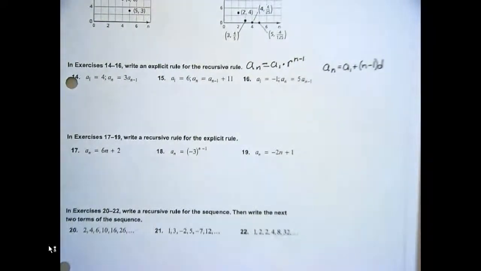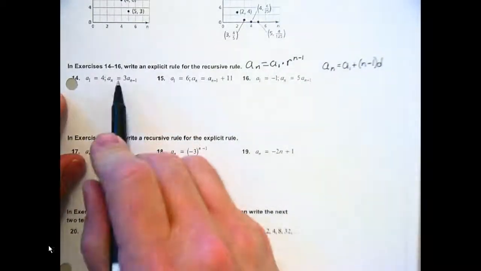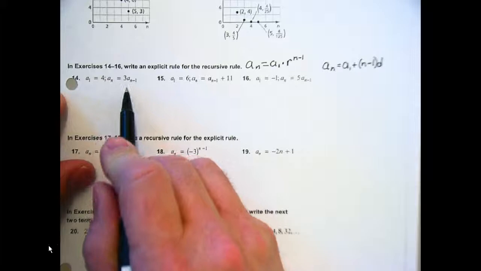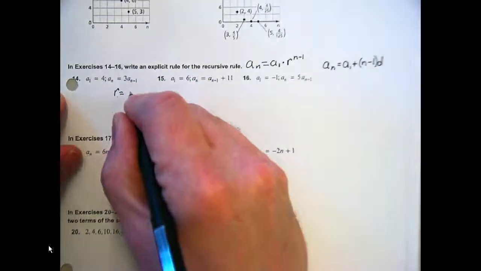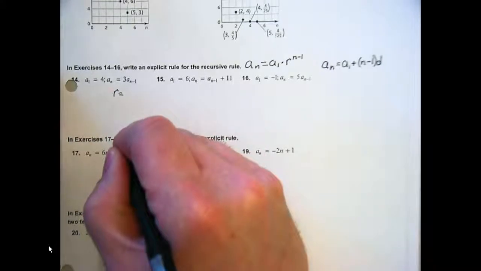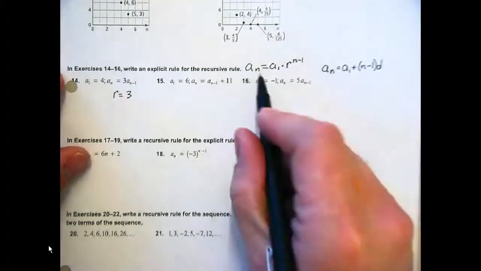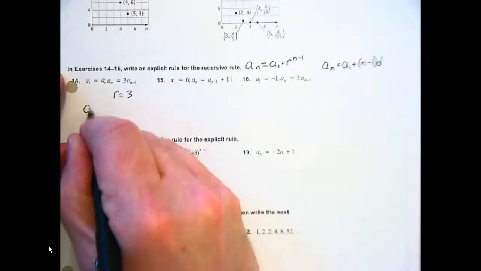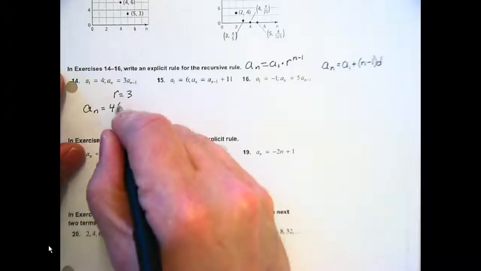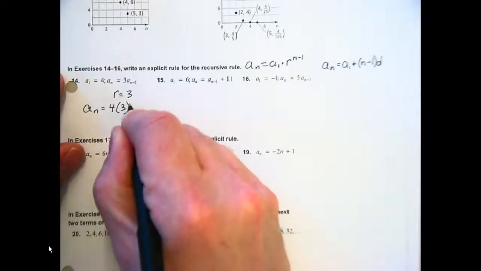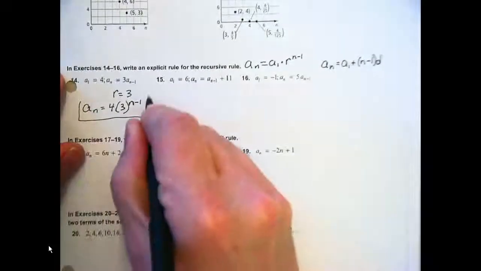All right? So number 14, they give you a recursive. Is this geometric or arithmetic? Geometric. So R is? R is 3. So now we need to write the explicit rule, which is right here. So A sub n is equal to? There, we've got it.